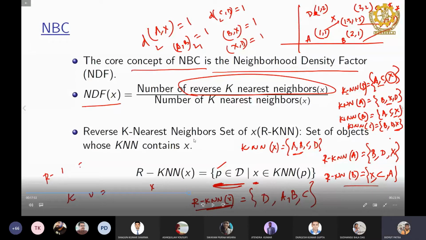Is anyone having any doubt about reverse KNN? If not, then we can move next.